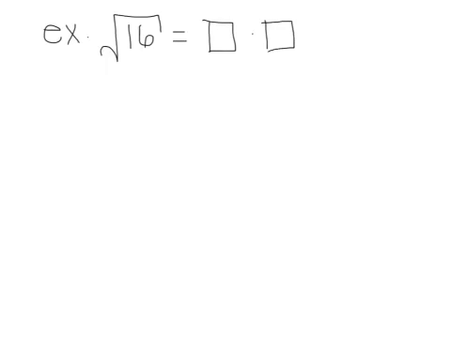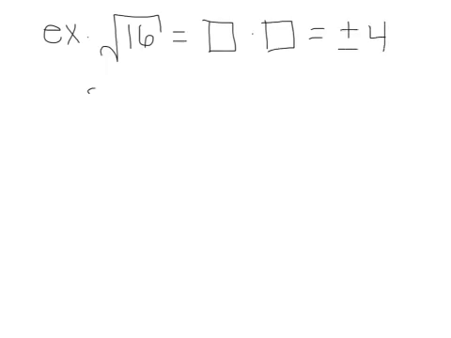Now, we all know about perfect squares. For example, you have the square root of 16. You're able to have a number times the same number to get you there. We know that the possibilities are positive or negative 4.